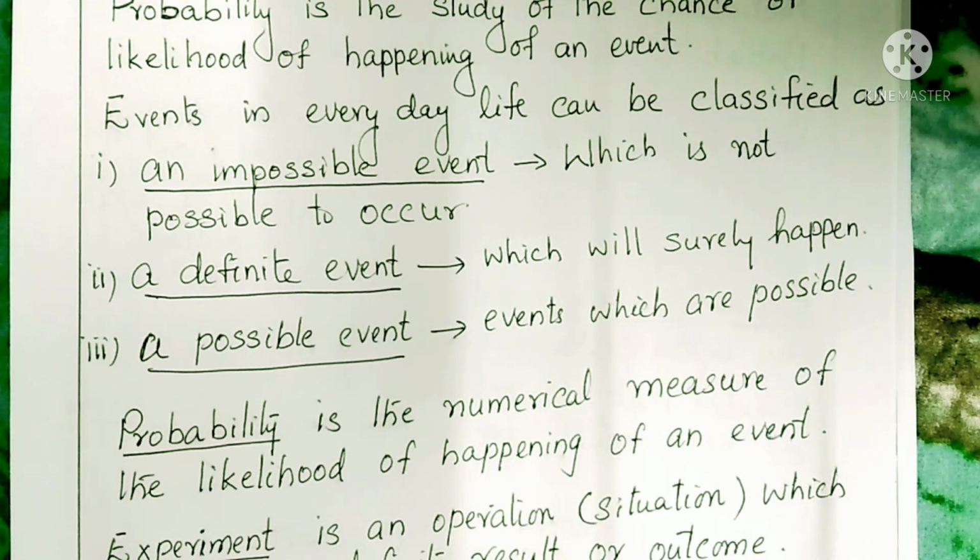Now what is probability? Probability is the numerical measure of the likelihood of the happening of an event. That means when you did an experiment, you may get 6 possible answers. Out of that, what is the possibility of getting the number 1? What is the possibility of getting 2? What is the possibility of getting 3? When you write that using numerals, that is called probability.